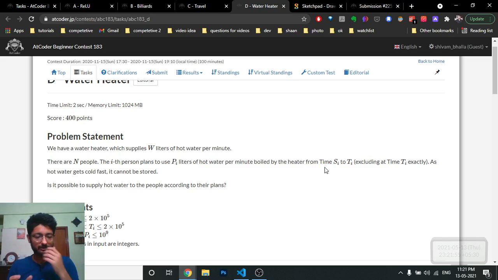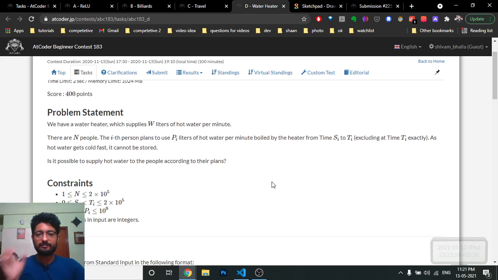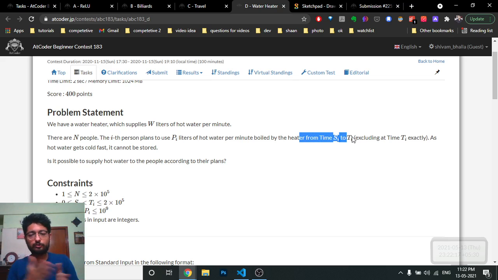So they are giving you a time constraint, for example from 2 p.m. to 5 p.m. that person requires hot water. Also the hot water cannot be stored, so you have to get the hot water from the pipe itself at that time. So is it possible to meet all the constraints? When you are given a time constraint like a subarray or a time interval for which you have to supply the water, the first thing that comes to my mind is some query type of thing, where I have to update this array so that from this time to this time I have some need.